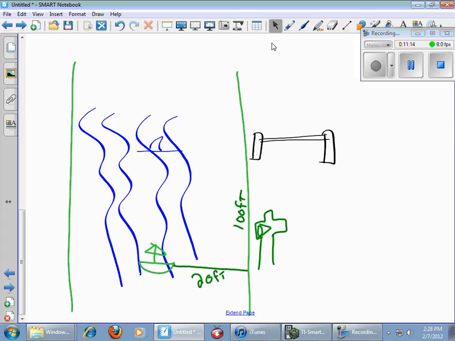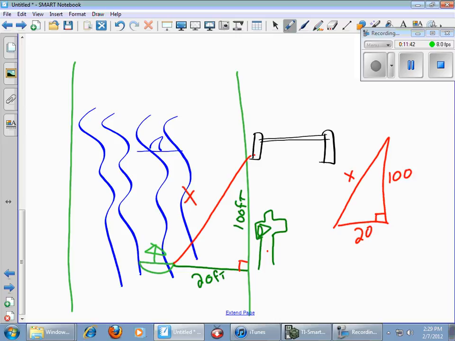How far are you from the dock? Well, you're not 100 feet. That's the distance from the dock to the lighthouse. You're not 20 feet. That's the distance from the boat to the shore. You're an unknown amount of feet. See the right triangle? Because I have a right triangle, I'll redraw it over here without all the clutter. And I know that's x, and that's 20, and that's 100.